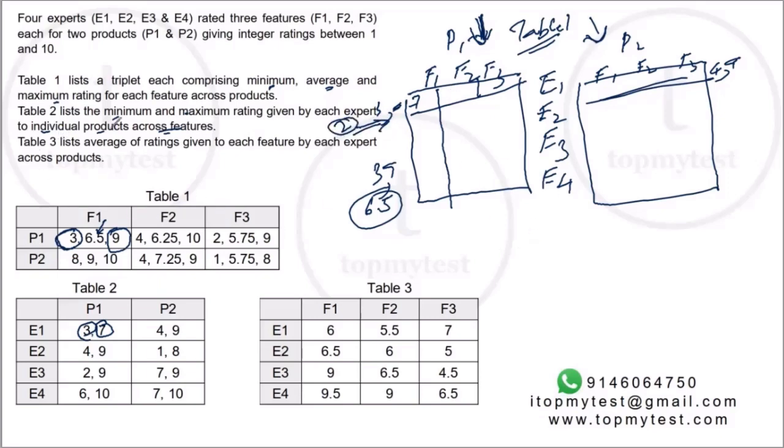Okay, let's see what table 3 says. Table 3 lists the average of ratings given to each feature by each expert across the products. Average of ratings given to each feature by each expert. So if you were to look at it, E1 has given an average of 6 across the 2 products on feature 1.